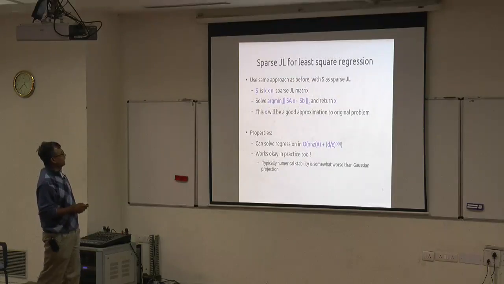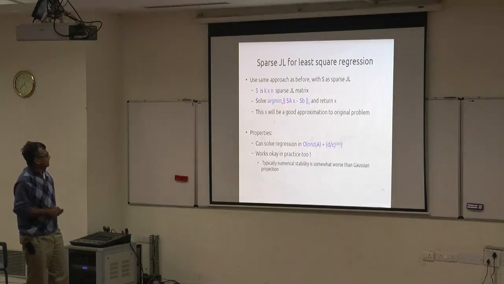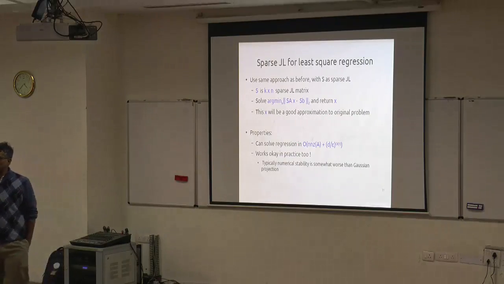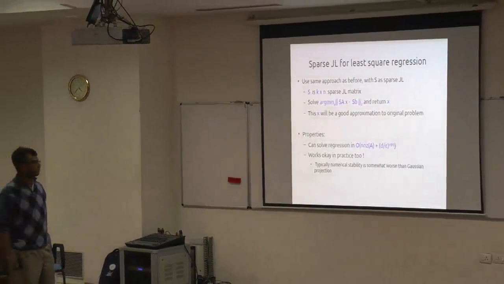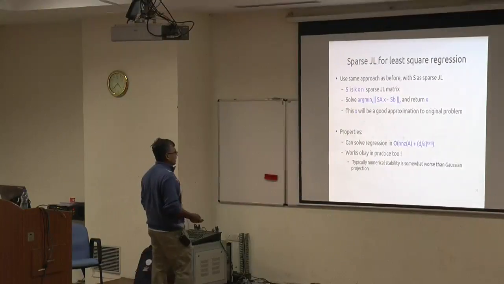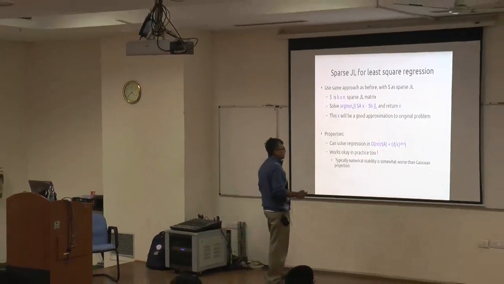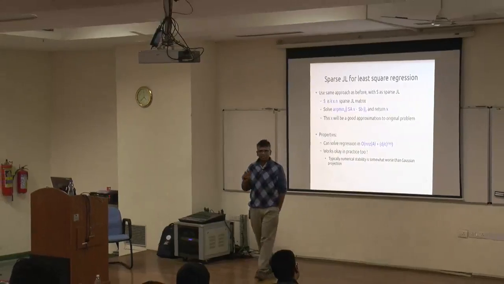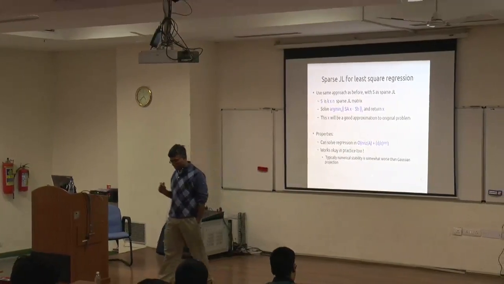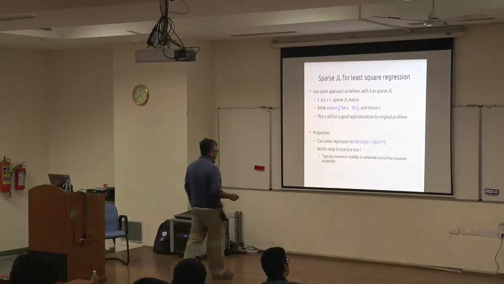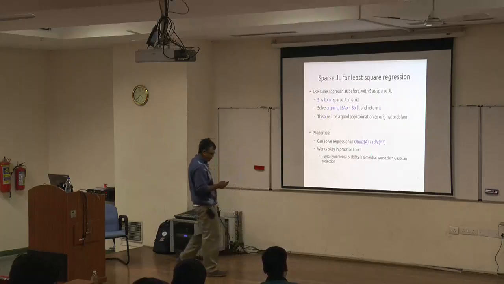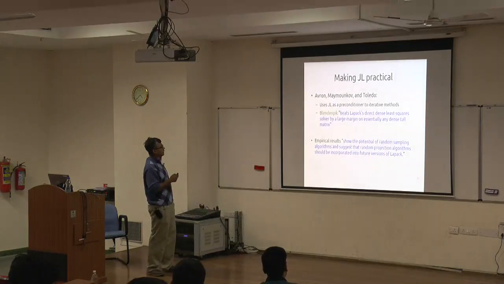Okay, so now coming back to the least squares regression. Now, if the matrix A is sparse, I'll apply the sparse projection matrix, everything remains as it is. I'll solve the resulting problem. And now it turns out that we can solve regression in time that is linear in the number of non-zeros of the original matrix, right? Which is pretty cute. So turns out that using this hashing matrix, the numerical stability is sometimes a little worse. So if you're really using iterative methods, if you're really a linear algebra person, you have to be a little careful. But in machine learning applications, it doesn't matter so much always.